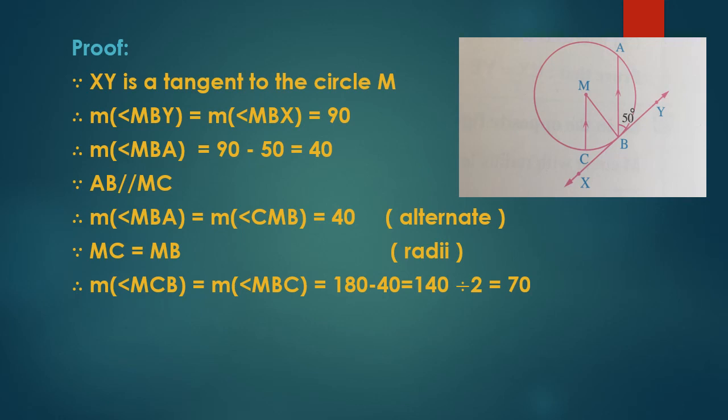Then we can find the measure of angle MCB, which is equal to the measure of angle MBC, because the triangle MBC is an isosceles triangle, which equals 180 minus 40 divided by 2. Then the measure of angle MBC equals 70. Then the measure of angle CBX equals 90 minus 70, it will be 20 degrees.